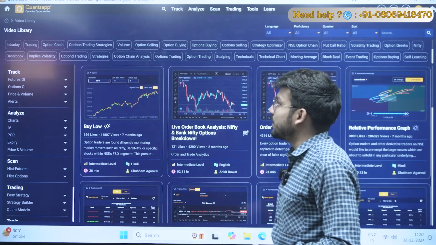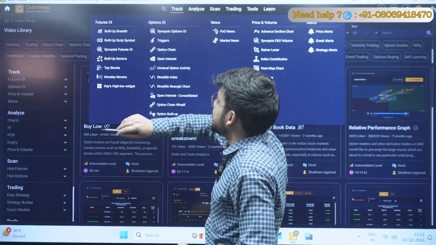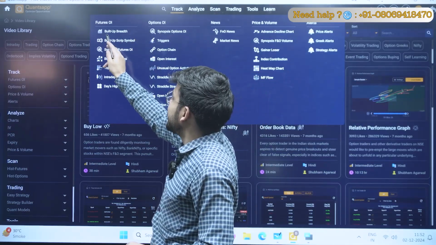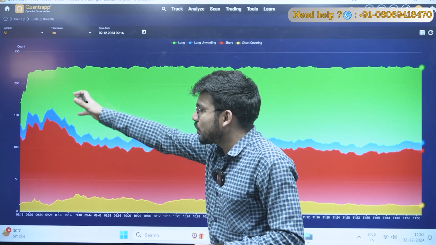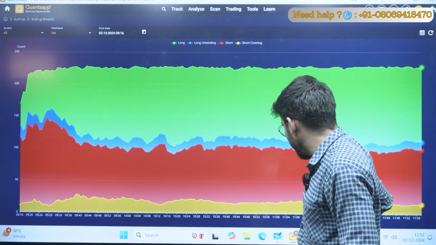So you have to open the Quantsapp application. In the Track section, there is the first one, Build Up Breadth. So you have to open it. Now you can see there are certain colors, so I'll tell you what these colors actually denote.